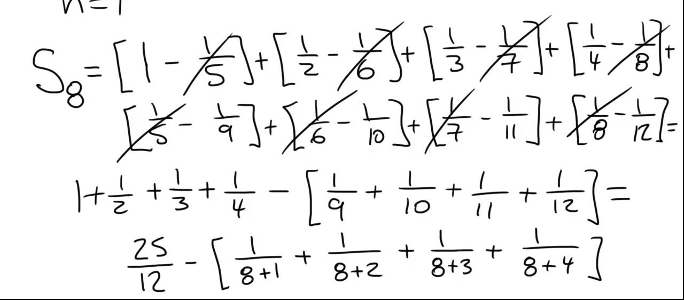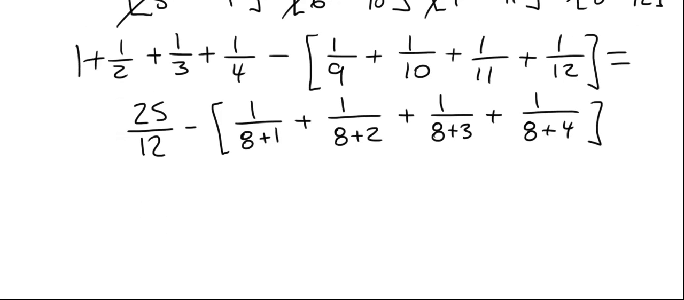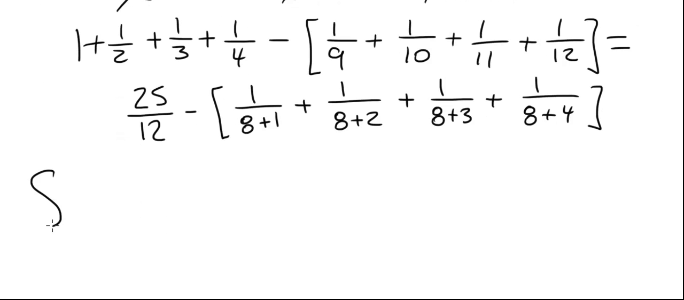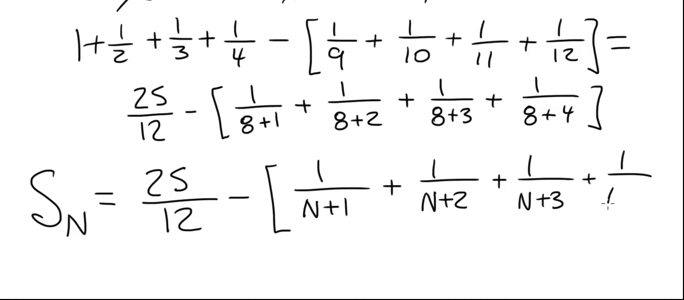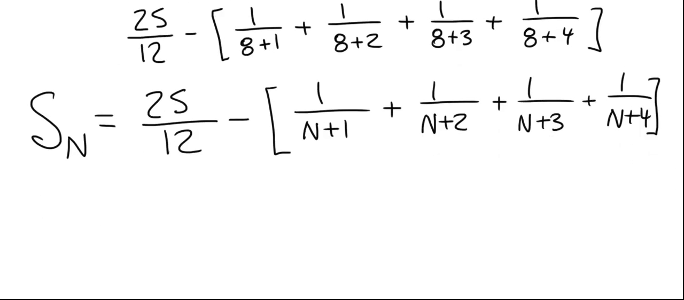And so now, based on this, we can generalize this to a formula for Sn. Sn will still have 1 plus a half plus a third plus a fourth. Those will not cancel. So we have 25 over 12, and then minus 1 divided by n plus 1 plus 1 divided by n plus 2 plus 1 divided by n plus 3 plus 1 divided by n plus 4. And now this is a formula for Sn in terms of n. We can now finish the problem.